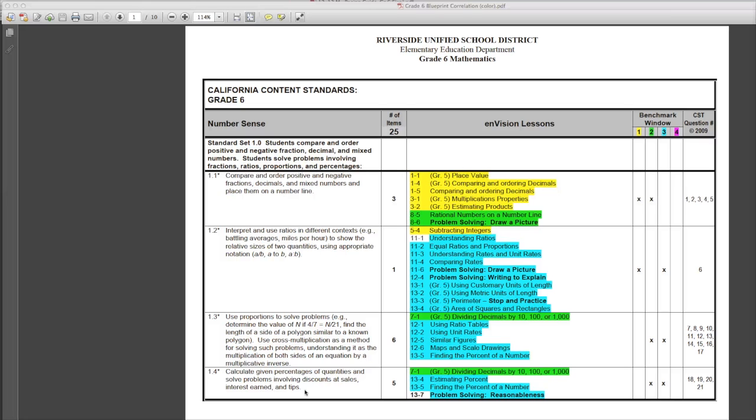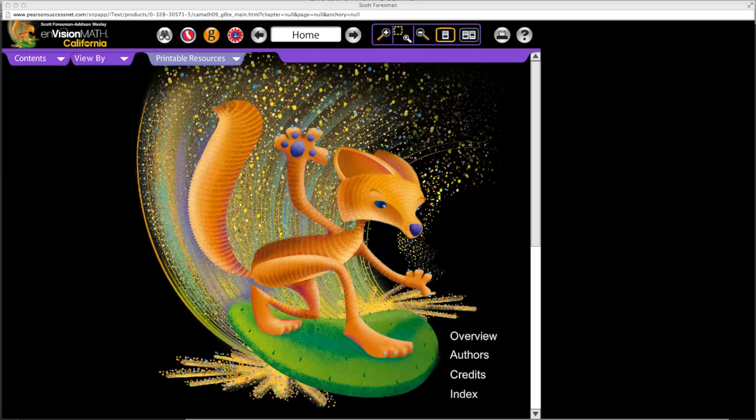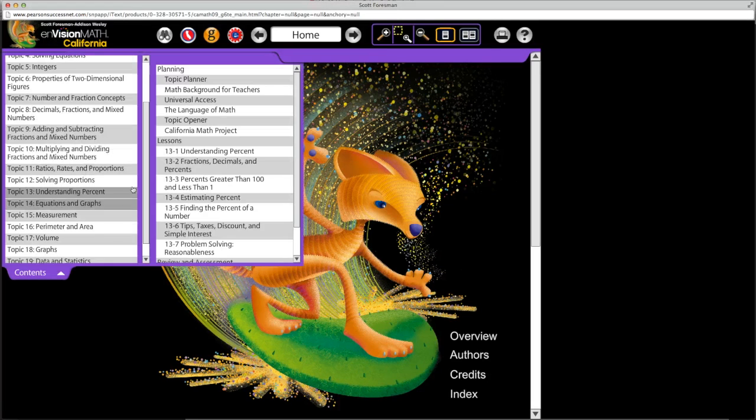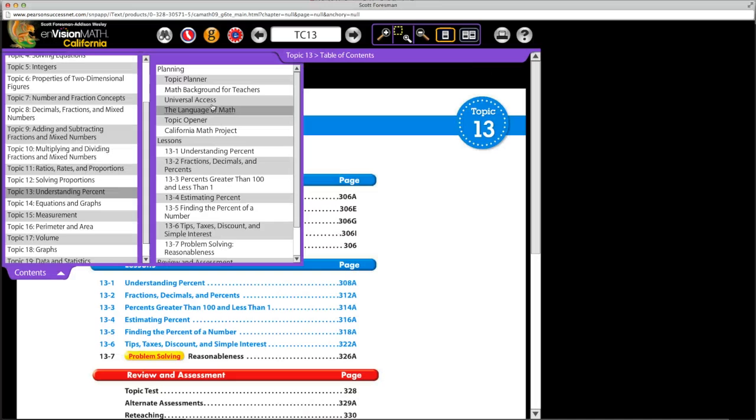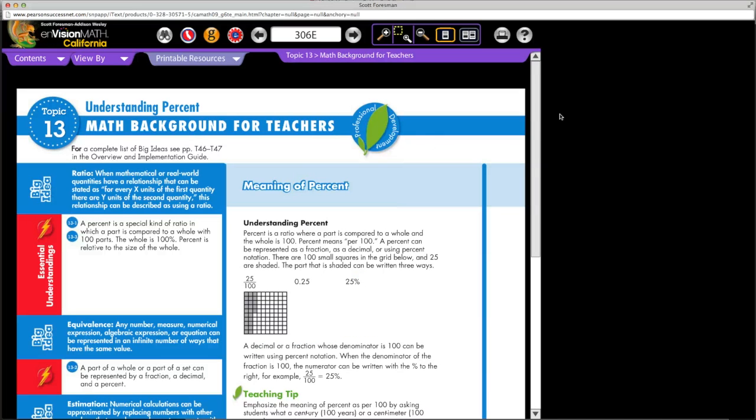Okay, let's take a look at the math background for teachers. As I said in the video last week, when I'm planning or when I want to look at a topic that's coming up, the first thing I want to do is take a look at that math background for teachers. And we're going to be in topic 13, math background for teachers.